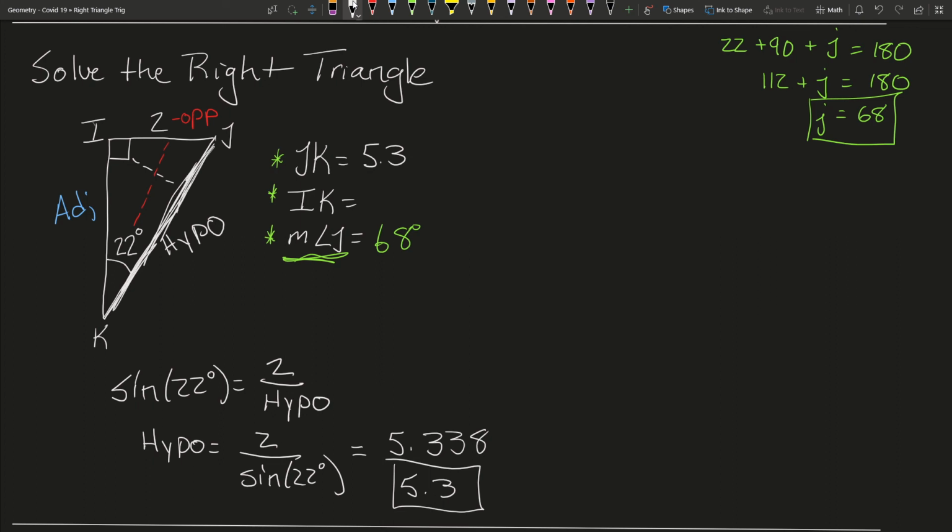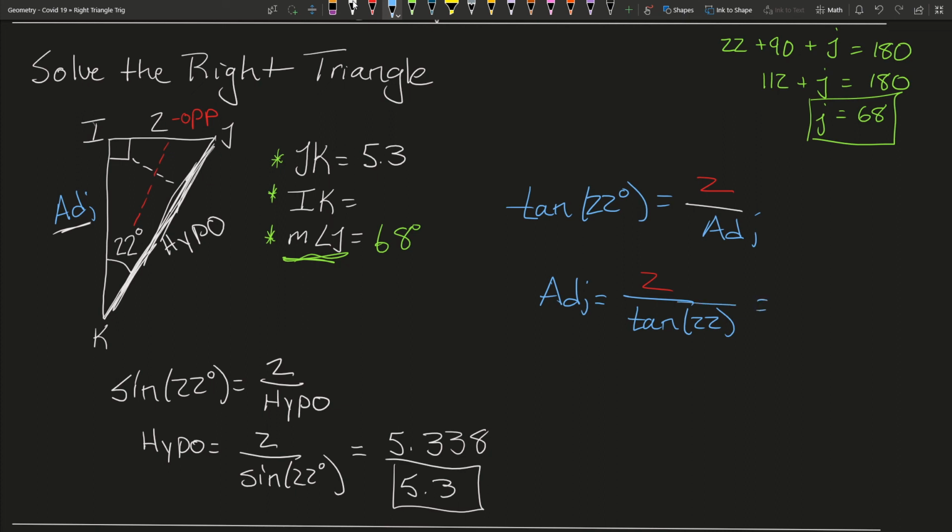And then we can solve for IK, which is the adjacent side. So in order to solve for IK, again, we have the opposite side, and we need the adjacent. And the only trig function with both the opposite and the adjacent is tangent. So the tangent of our angle would equal our opposite side, which is 2, divided by our adjacent side. Again, when we do some algebra, we would get that the adjacent side is equal to 2 divided by the tangent of 22. And again, we'd plug that into a calculator or Desmos. So 2 divided by tangent 22, and you get 4.95. If that said round to the 10th, it'd be really 5 even.